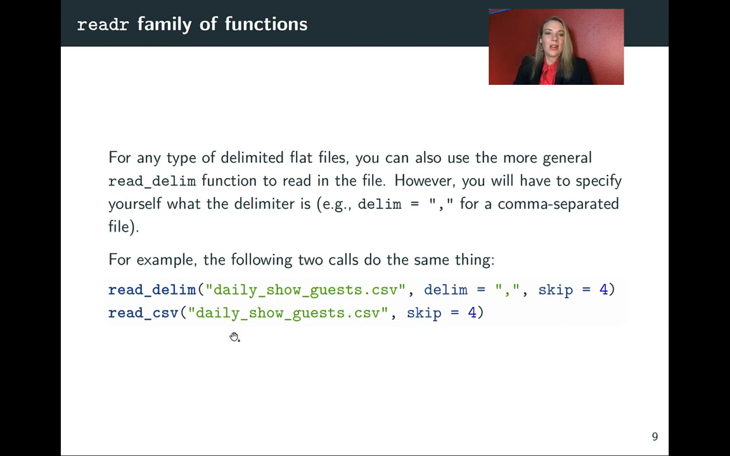So here's an example of doing that. You can see that we've got read delim, the call that we just did where we specified delim. You can take that out if you use read CSV. So these two calls are doing exactly the same thing. The only difference here is that by using read CSV, we don't have to specify what the delimiter is, because for that function, the default for the delimiter is that it's a comma.